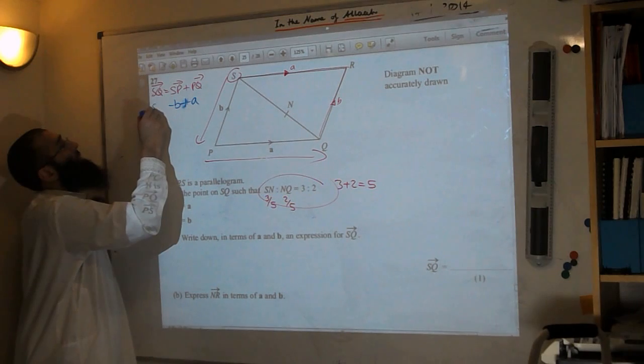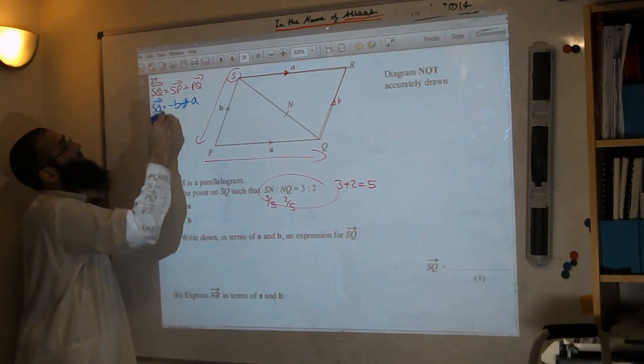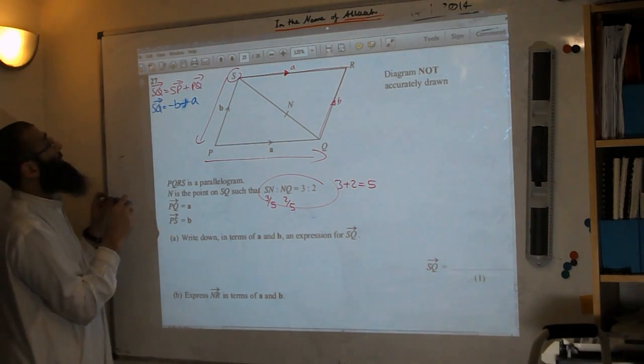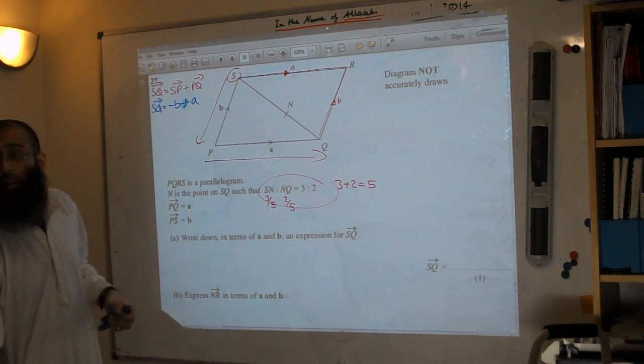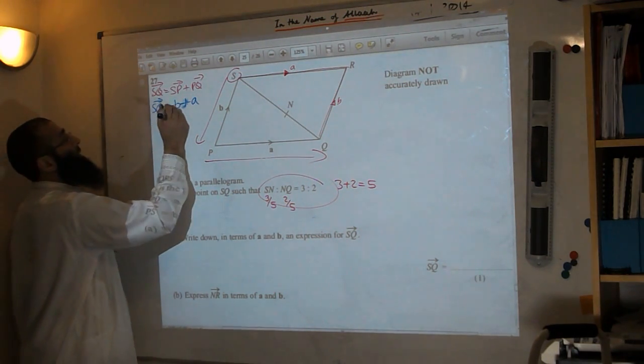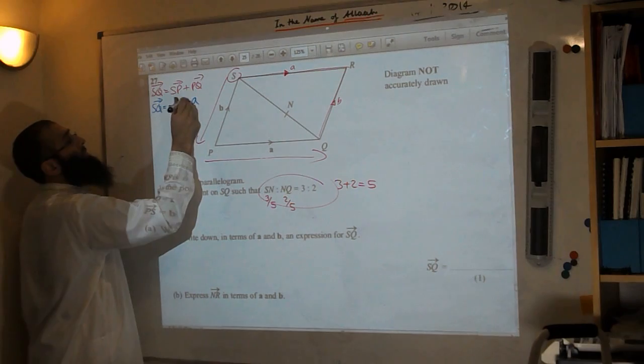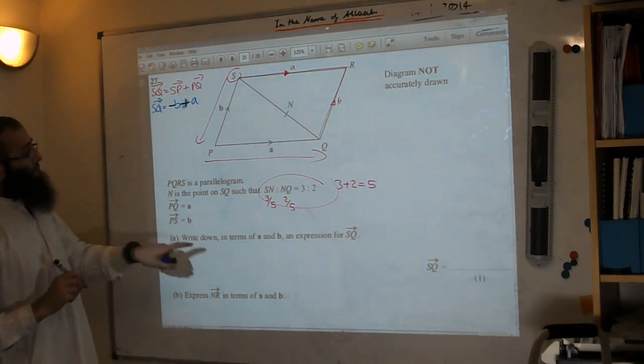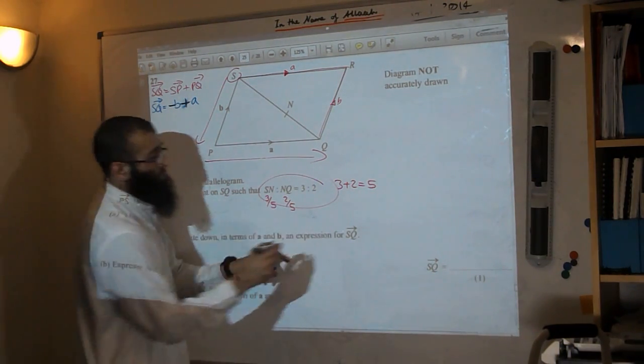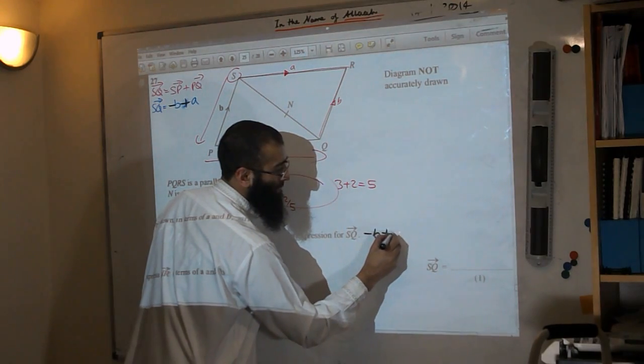Okay? So have you worked out the first part? Yes. Never done this in my life. Huh? Never done this in my life, yours. There you go, you're learning it. Learning something new. So, S to Q is equal to minus B plus A.